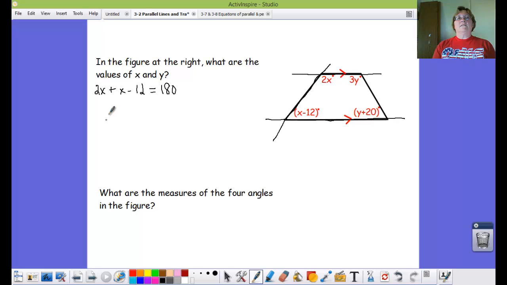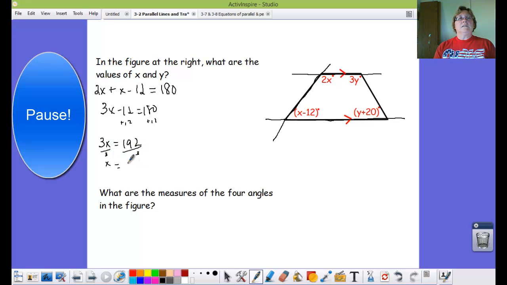I'm going to ask you, well, no, I'm going to do this. So now we're going to combine our like terms. We're going to add 12 to both sides. 3x gives us 192, and we divide by 3 to find a value for x. That's going to be 64. X is 64. I am going to ask you to stop the video.